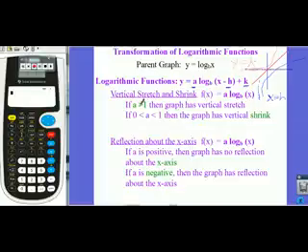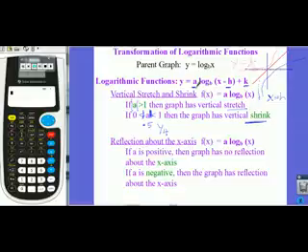So if I look at the absolute value of my a, if the absolute value of a is greater than 1, then I have a vertical stretch. If 0 is less than the absolute value of a, which is less than 1, means I got a decimal here like 0.5, or a proper fraction like 1/4 or 2/3, then I'm going to have a vertical shrink.